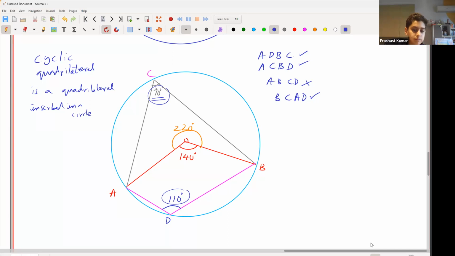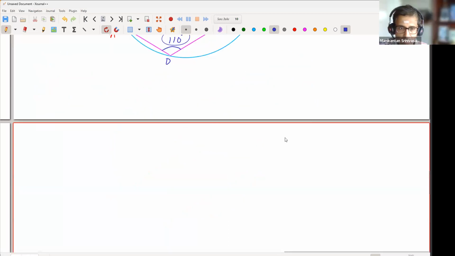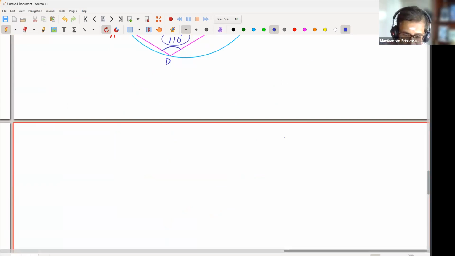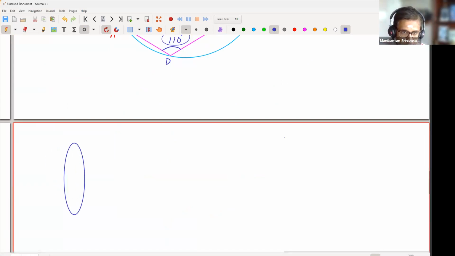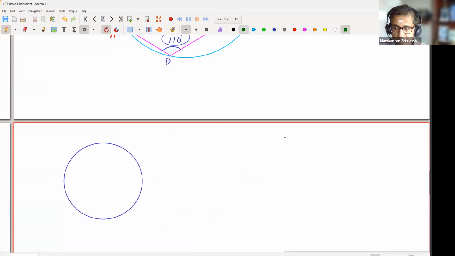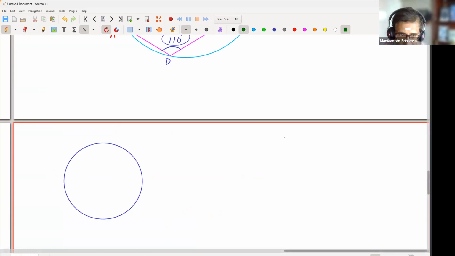So this is an inscribed quadrilateral. The quadrilateral is inscribed in the circle, right? It does not have to be a quadrilateral. Let's say I can have a pentagon, for example.